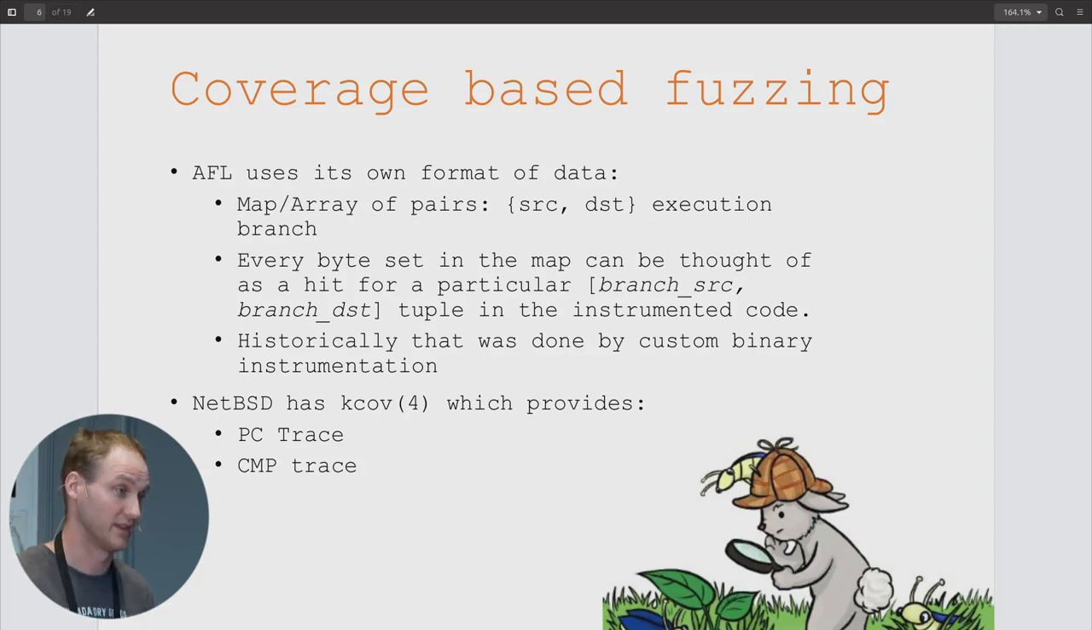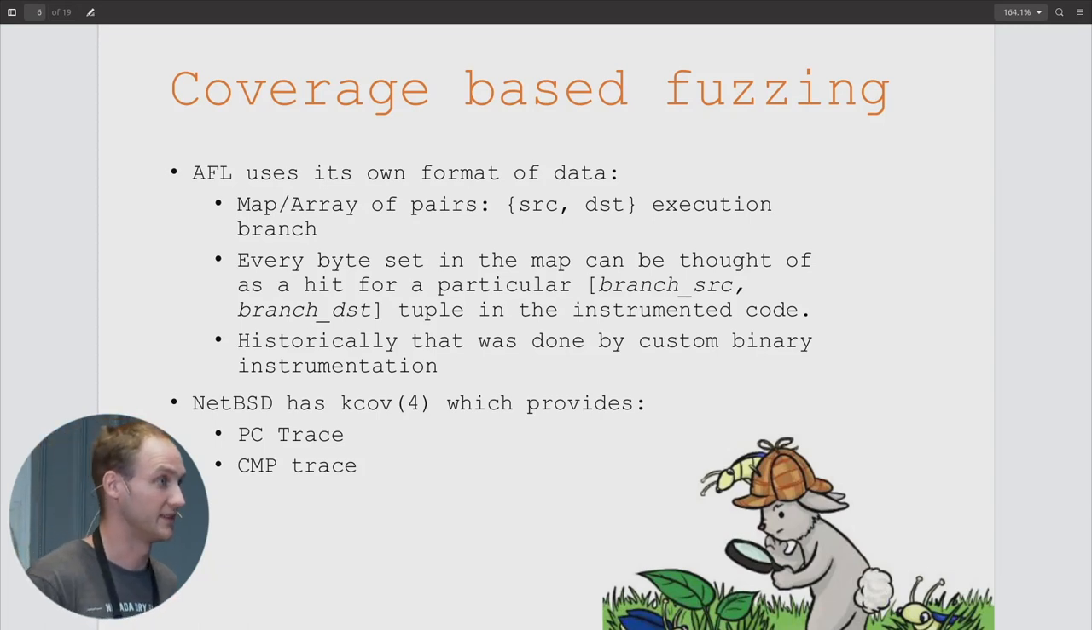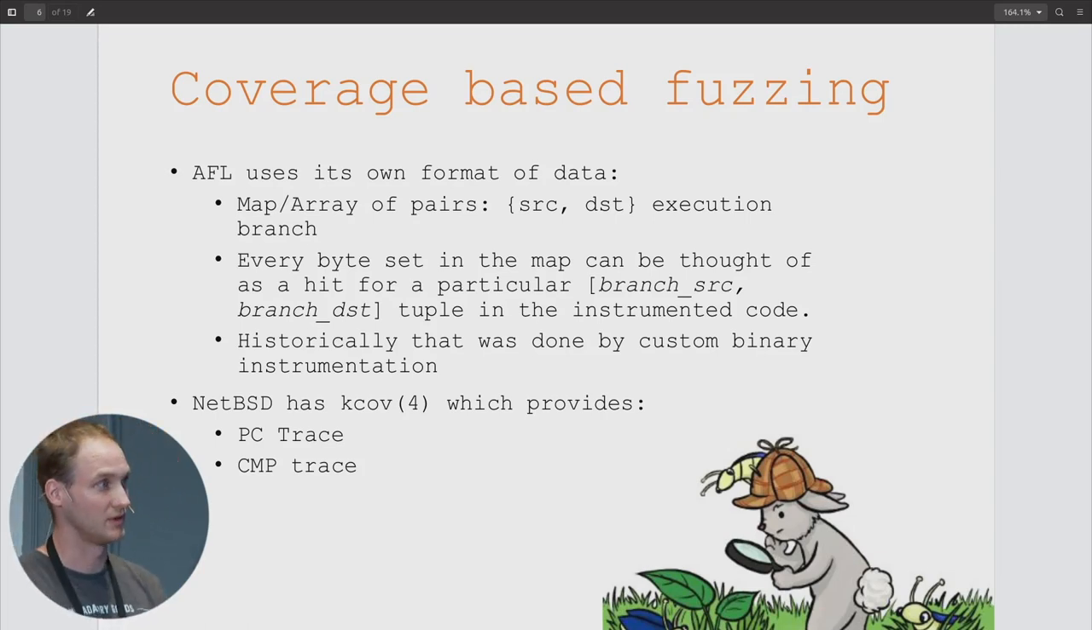Because of that, the fuzzer gets a hint: okay, I already saw this path in the execution graph. This path was already covered, or maybe this path wasn't covered, and I can take this as a hint, as my feedback, to create another generation of the input.